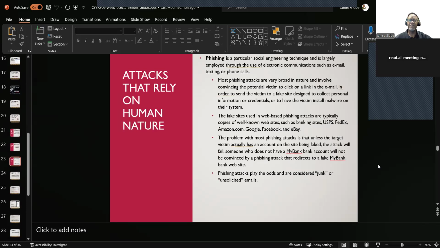Phishing is a particular type of social engineering. Phishing is largely employed through the use of electronic communications such as email, texting, or phone calls. Don't forget that part of it. It's not just email. It could be texting, text messaging, or phone calls.